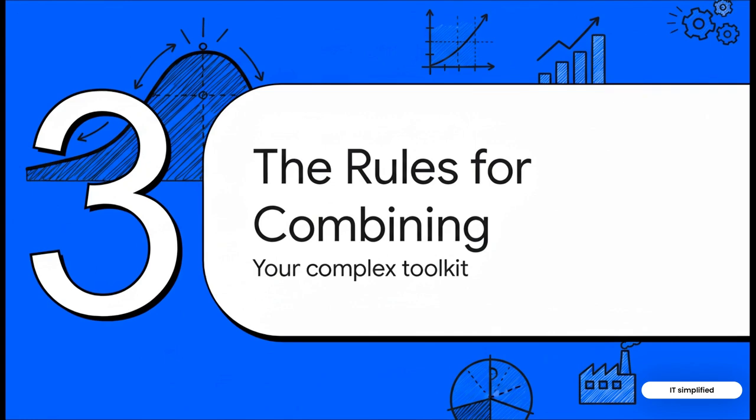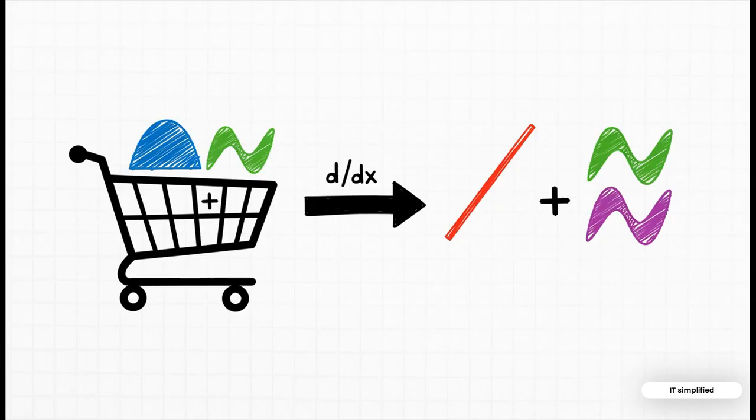Okay, but let's be real. Functions rarely live all by themselves. They get added, multiplied, and divided all the time. So now we need a toolkit, a set of rules for handling these more interesting combinations. And the first rule is the friendliest one of the bunch.